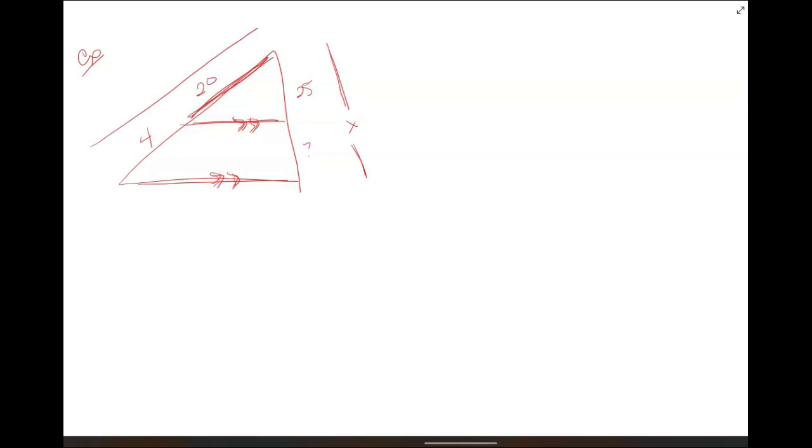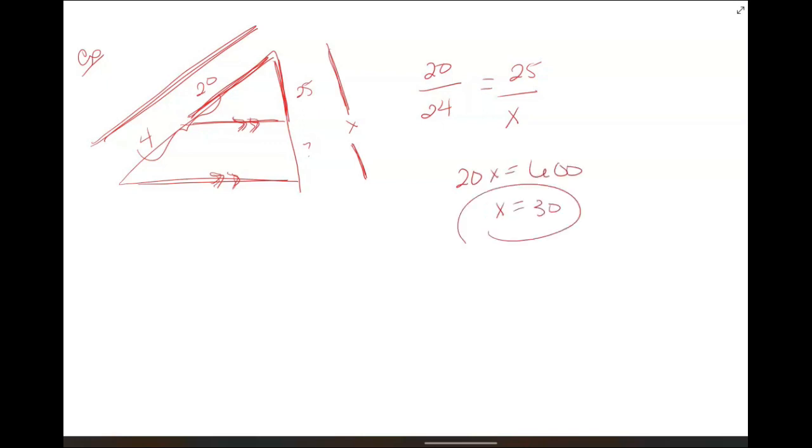So the short side here is 20, and the whole side we can add is 20 plus 4, which is 24, equals short side here, which is 25, to the whole side, which is x. All right, then we cross multiply, we get 20x is equal to 600, and x is equal to 30.